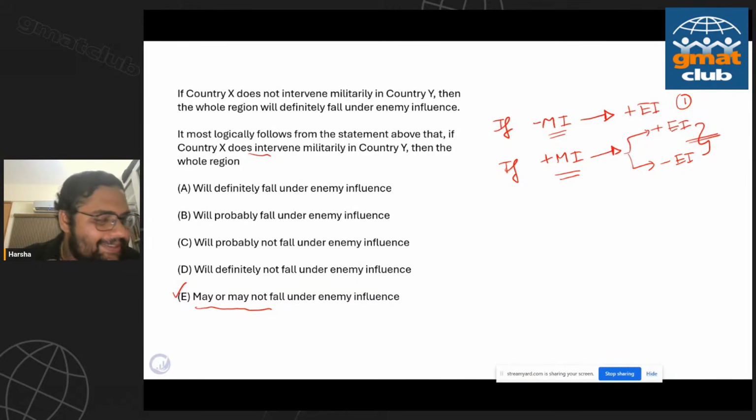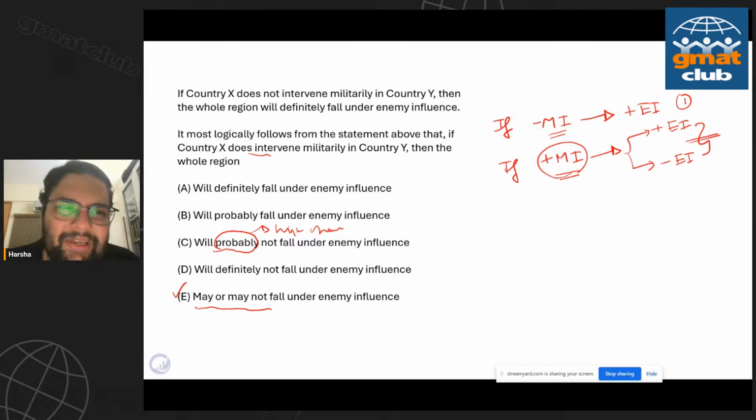That's why we had this discussion on possibility, probability, certainty that's coming in here. I have no idea what will happen if country X intervenes militarily. Therefore, no idea. Therefore, may or may not. It could happen. It could not happen. I have no idea. That's the point. Some of you chose C. C means that you're assuming that there is a high chance, a pretty high probability, which again is not really inferable.